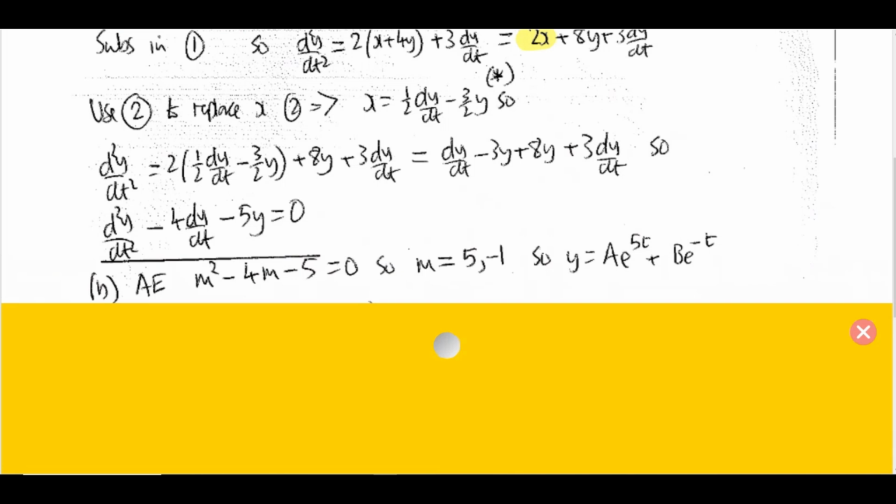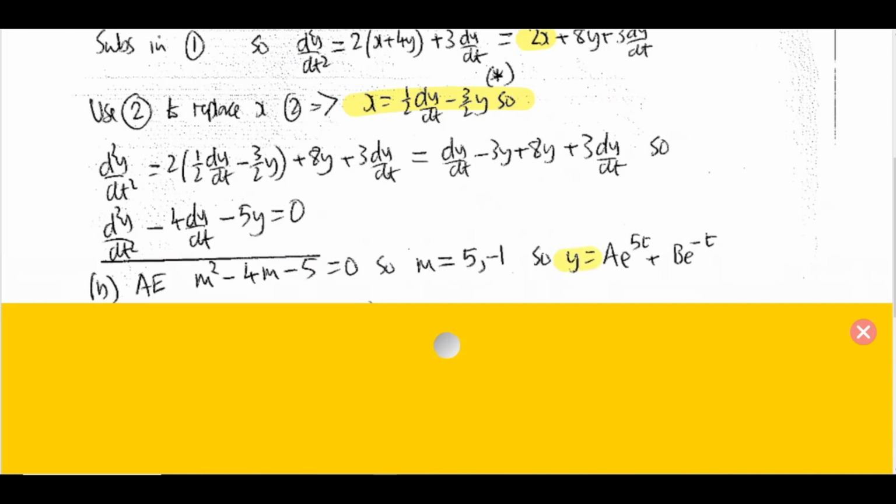Now, we also need to get a solution for x. What you might think you have to do is to go through the first step to write down a second order differential equation linking x and t and solve. But you don't need to do that. And if you were to do that, you would end up with too many unknown constants. Earlier, we rearranged the differential equation for dy by dt to make x the subject. So we already have an expression for x in terms of dy by dt and y.